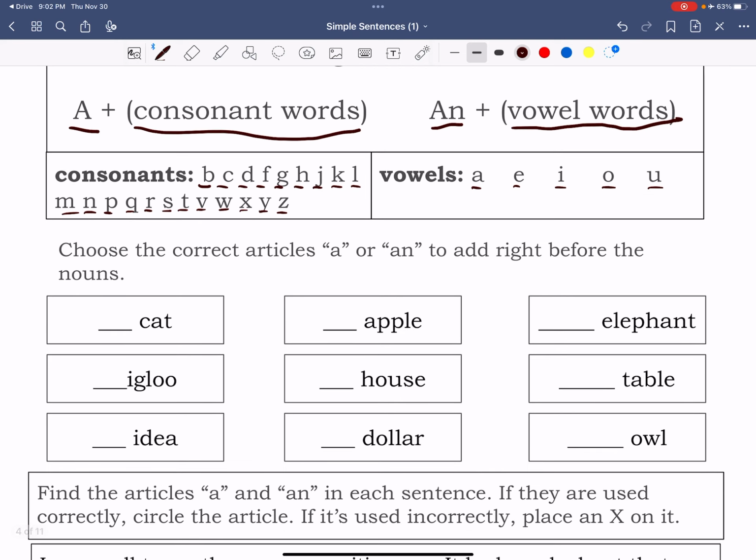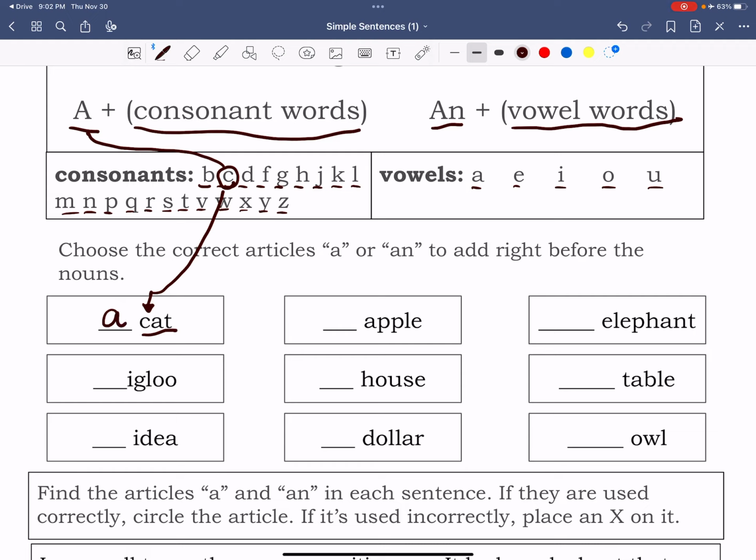It says choose the correct article, a or an, to add right before the nouns. We look at the first word. The first word says cat. Let's go ahead and look at the word cat. What does it start with? It starts with the letter C. So where can we find the letter C? We can find the letter C in the consonants. There's a consonant. And we know that a C is a consonant, so it would begin with the letter A. So we would say, a cat.